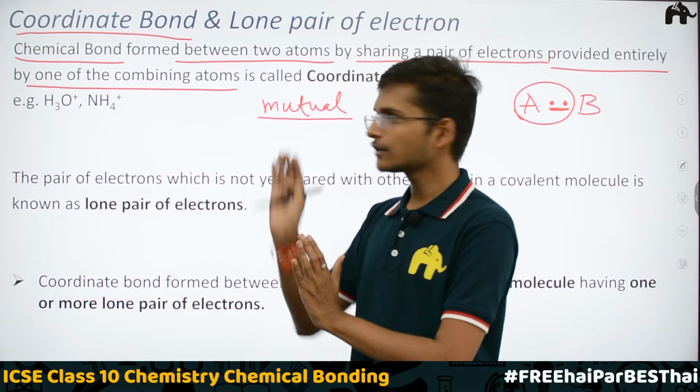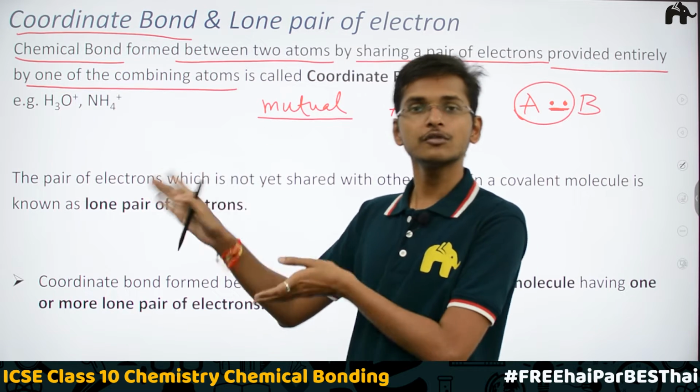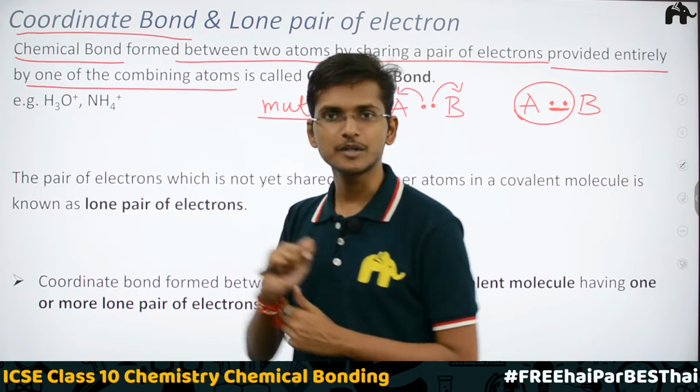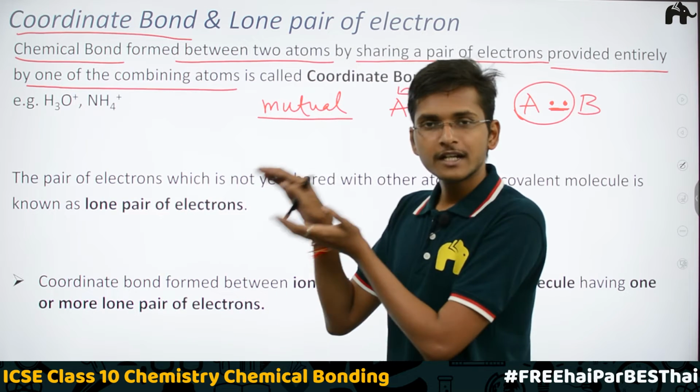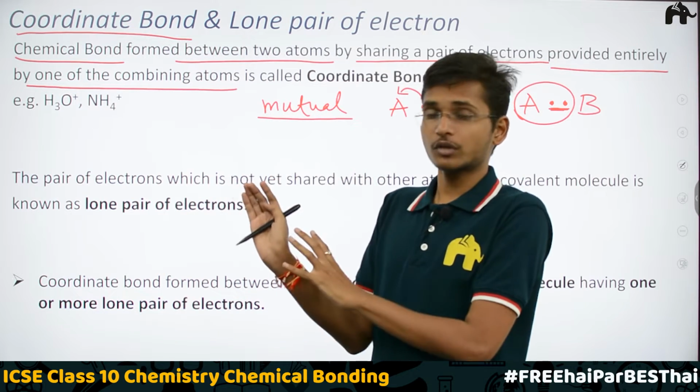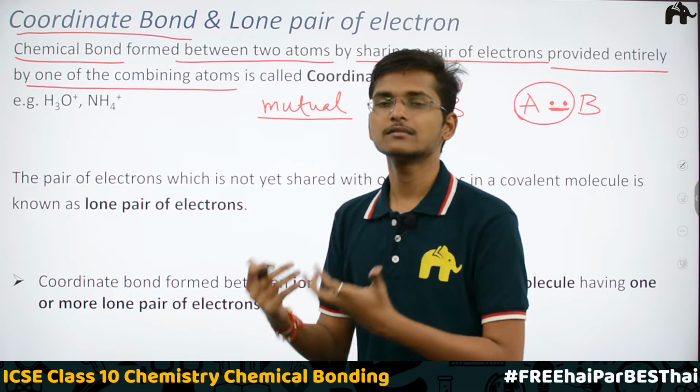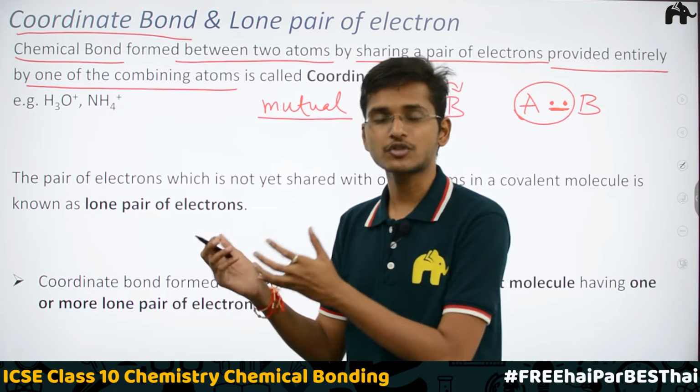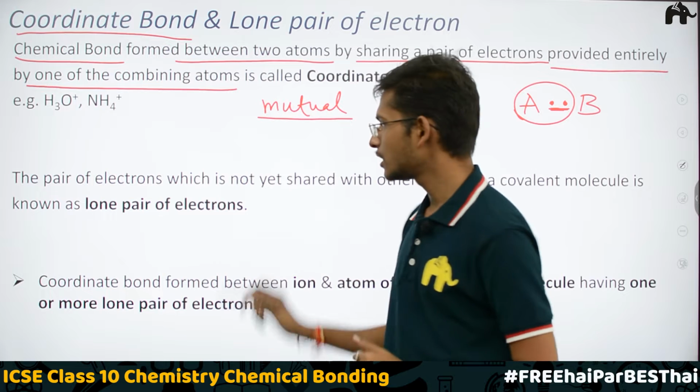Don't worry, we are going to learn in very much detail how the coordinate bond is formed in these species. But before that, let's first understand one more basic term, so that we would clearly understand the process of formation of coordinate bond, and that term is lone pair of electrons.